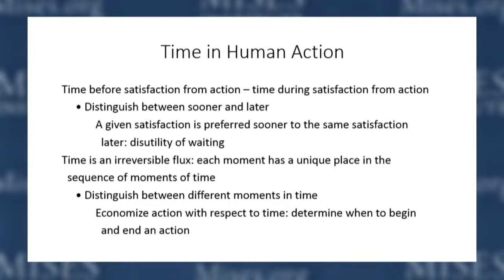And then there's the time during the satisfaction. This is the duration of serviceableness, right? We can produce a good that's perishable. We can produce a good that's somewhat durable, more durable. We can choose an array of different things that we want in terms of perishable and durable. This is what we're doing.